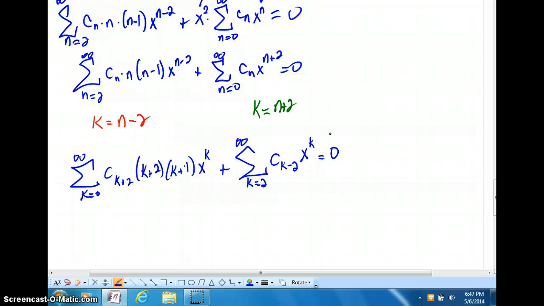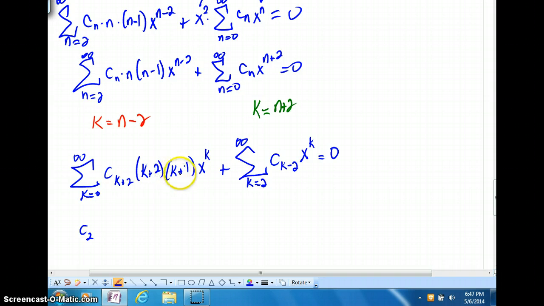I've got k equals 0 to start off with on that first series. Tell you what, I'm going to let k equals 0 and then plug in k equals 1 and just pull those out to the front. Now if k is equal to 0, I'll have c sub 2. 0 plus 2 is 2.